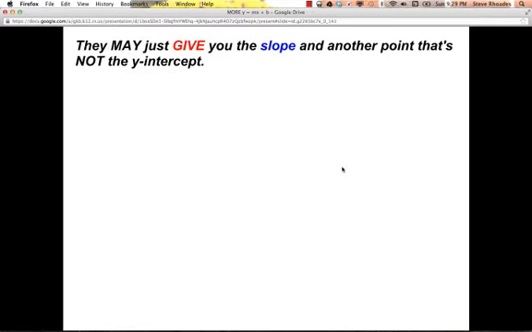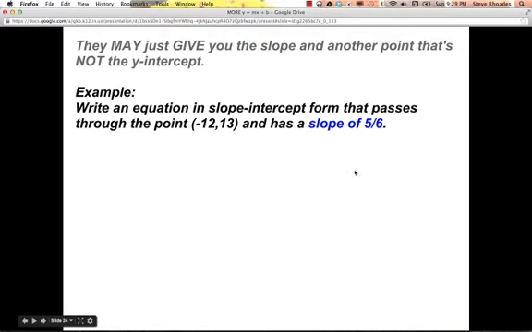Okay, another possibility is that they're going to give you the slope like they did in the last example, but this time they're not going to give you a y-intercept. They're going to give you another point that's not the y-intercept. So let's look at that example. Write an equation in the slope-intercept form that passes through the point -12, 13 and has a slope of 5/6.